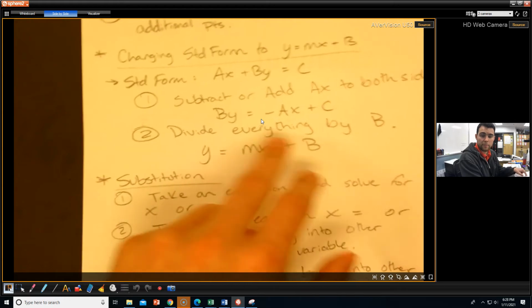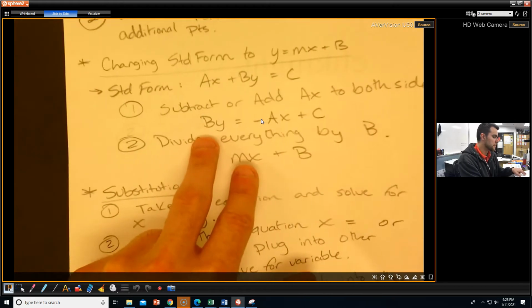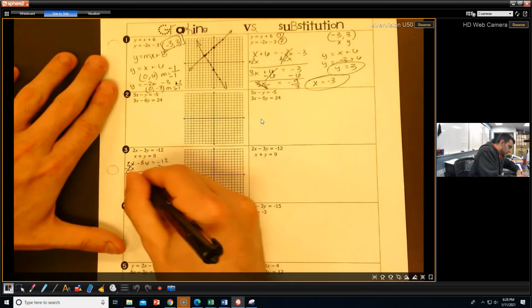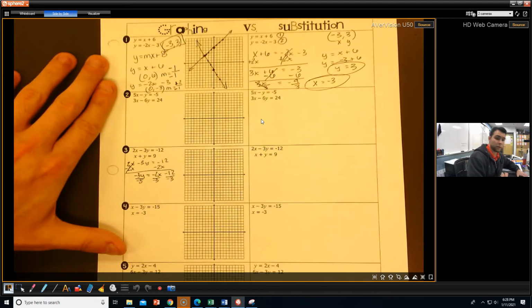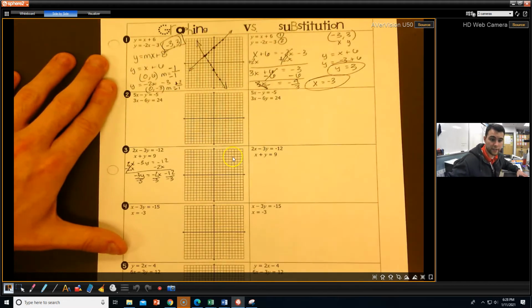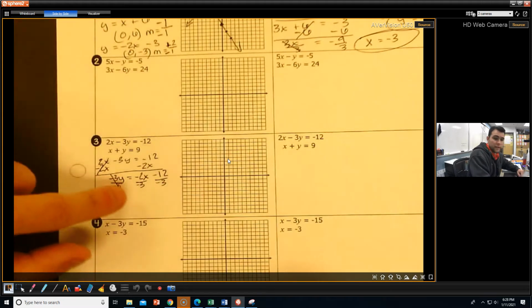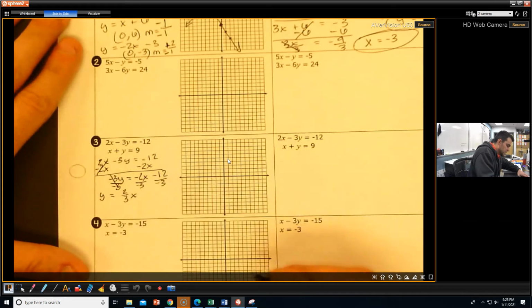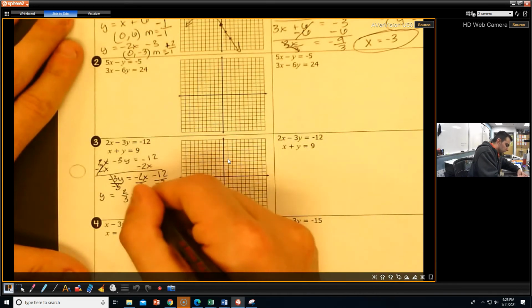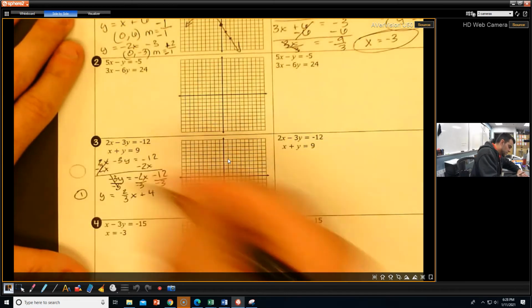Well, by b right here. So after I subtract the ax, right? When I divide everything by b, I'll end up getting y equals mx plus b. So I'm going to divide everything by negative 3, and we're going to simplify, right? So these negative 3's will cancel. I'll be left with y equals negative 2 over negative 3, that's just a positive 2 over 3x. Negative 12 divided by negative 3, that's a plus 4. And there we go. I have that guy as my first equation.